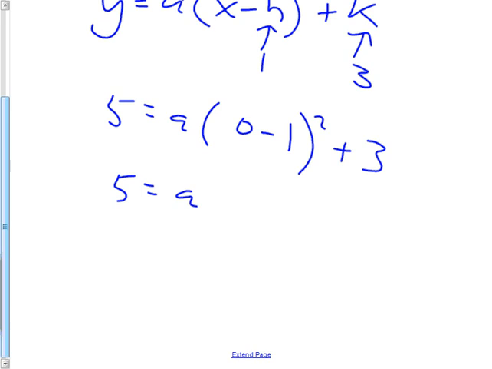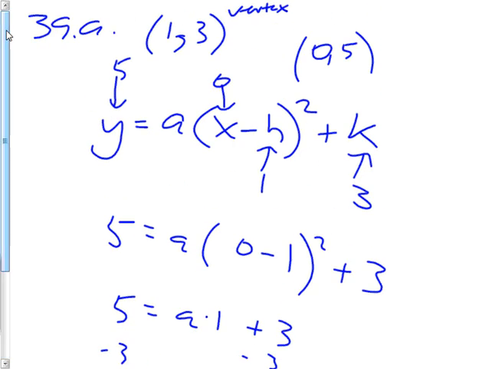5 equals a times 0 minus 1, which is negative 1. Negative 1 squared is 1. Plus 3. Now I'm going to subtract 3 from both sides. 2 equals a. Do I get something else, or am I right? You think it's 2? All right, so if a is 2, now I start the problem over again.